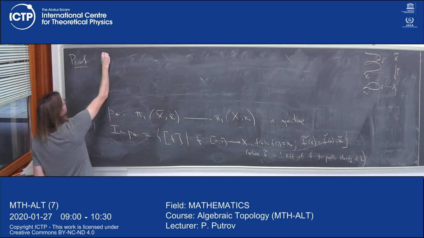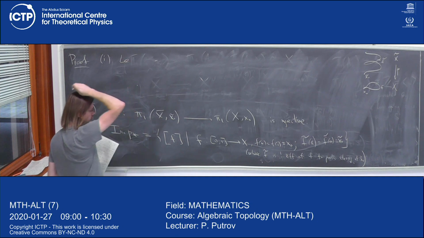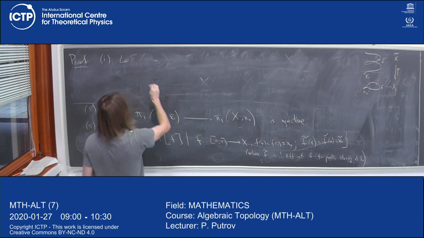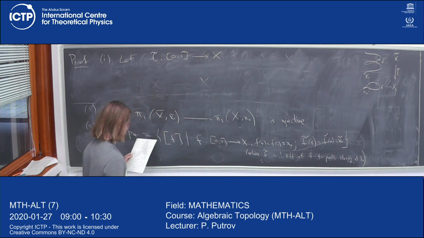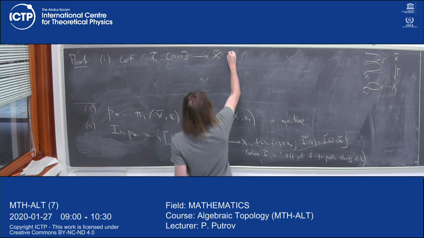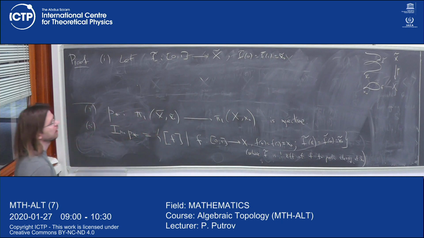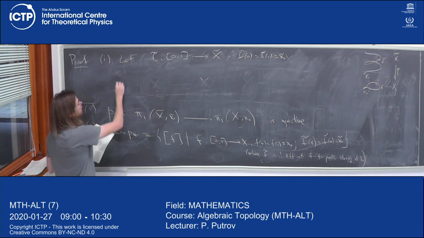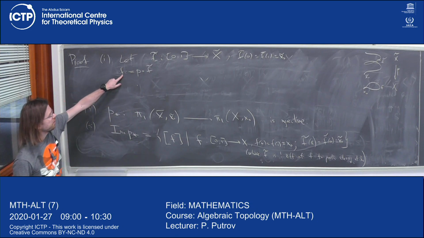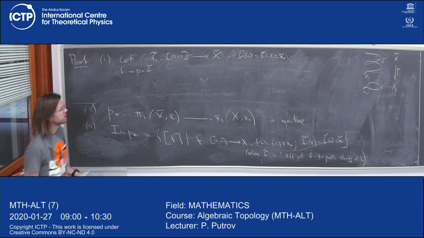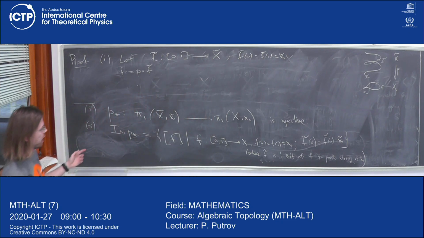So the proof is rather simple. Consider the first part first. Let me take a loop based at x0 tilde in the cover. By definition, it provides a lift of a path f, which is the composition of f tilde with my projection map p. So I want to check that this is injective.